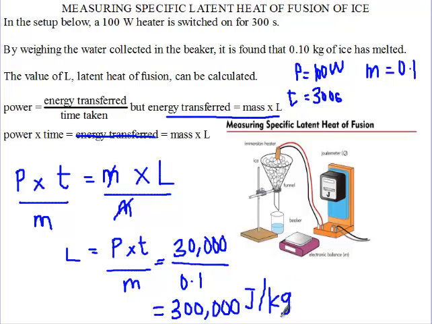So in this experiment, we are going to have our answer to be 300,000 joules per kilogram. But when you look at the specific latent heat of fusion of ice, it is around 330,000 joules per kilogram. Now remember, some of the energy could have been lost to the surroundings. That is why this answer will differ from the ideal answer. But this is the way you can find the specific latent heat of fusion of a substance in the lab.